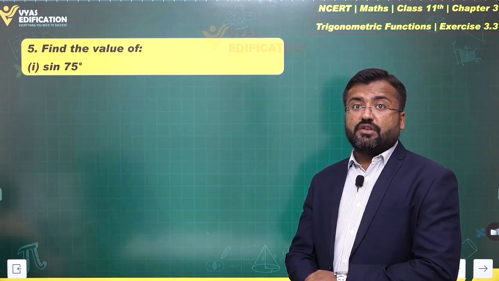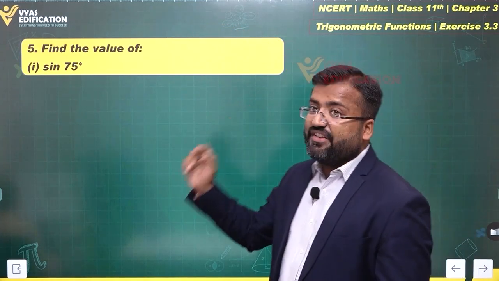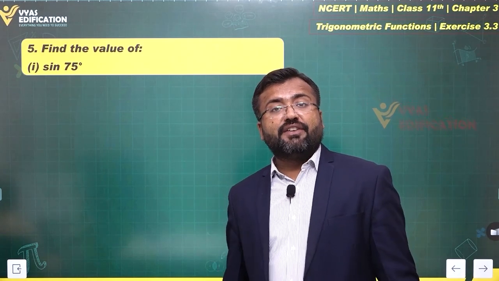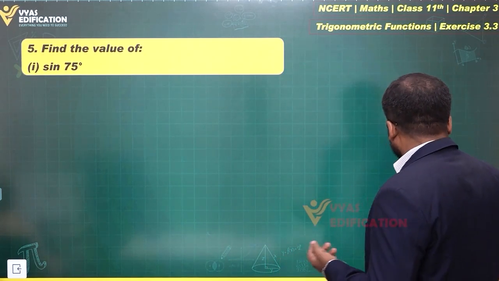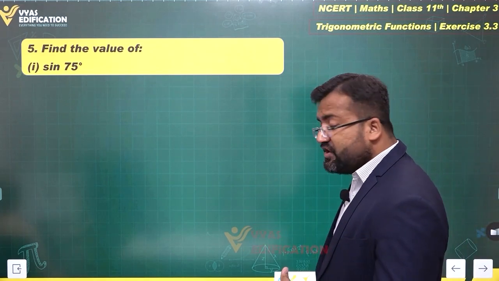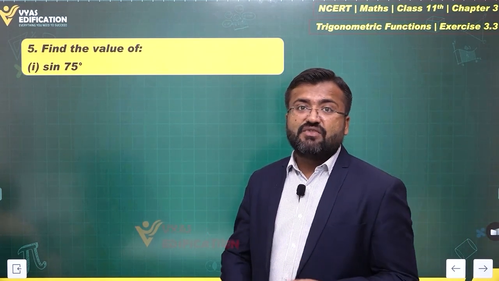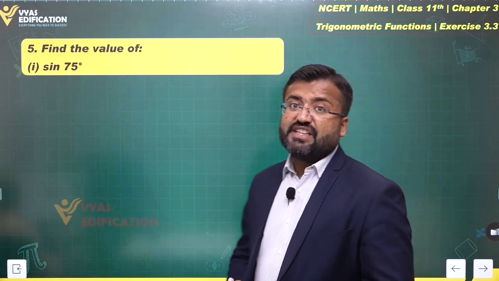Let us talk about this question. What does the question say? Find the value of sine 75 degree. Now how do we go about finding the value of sine 75 degree? 75 degree is not yet a standard angle, but after finding this value, we would also like to remember this value of sine 75 degree.